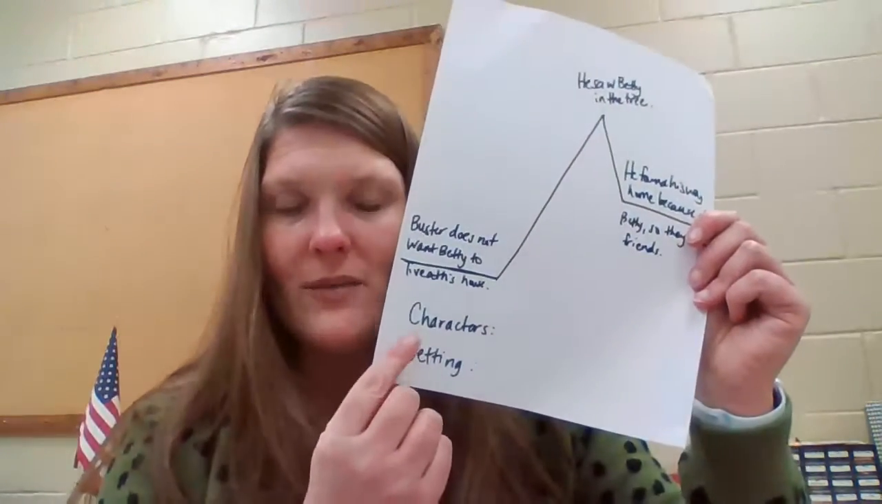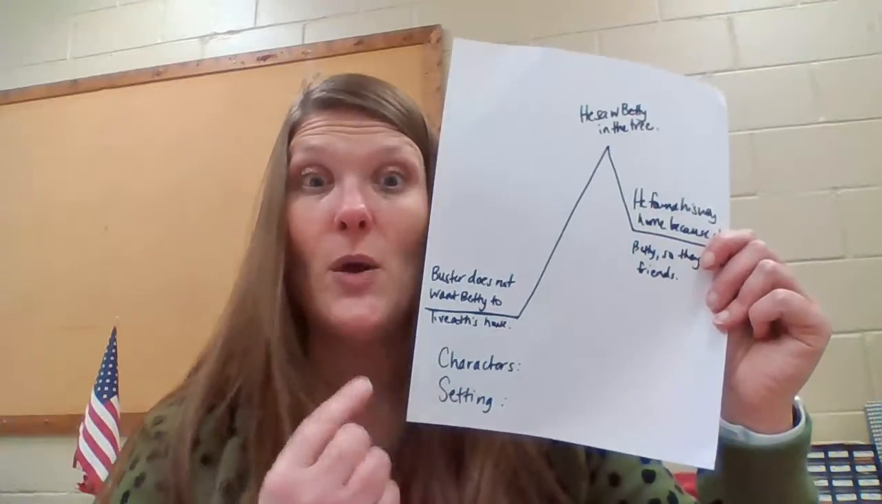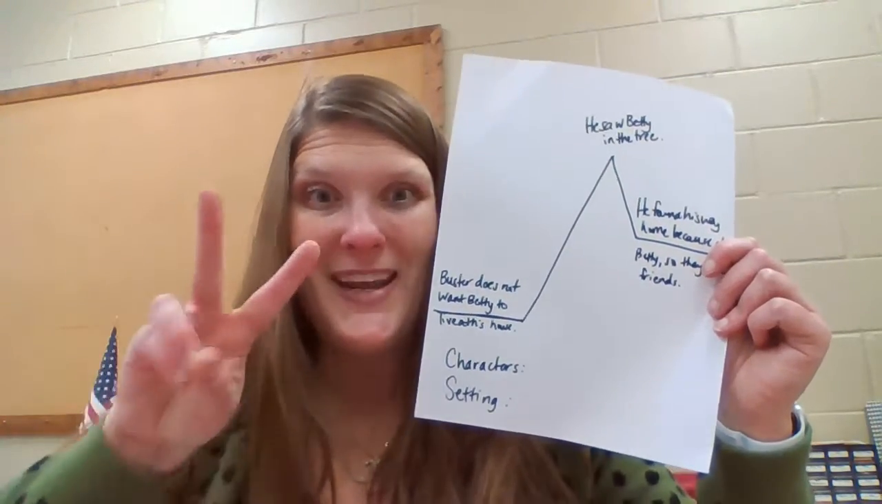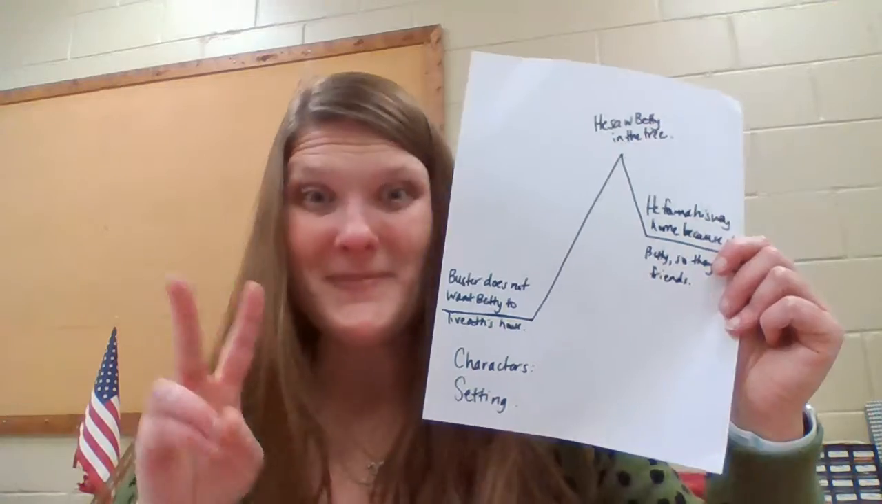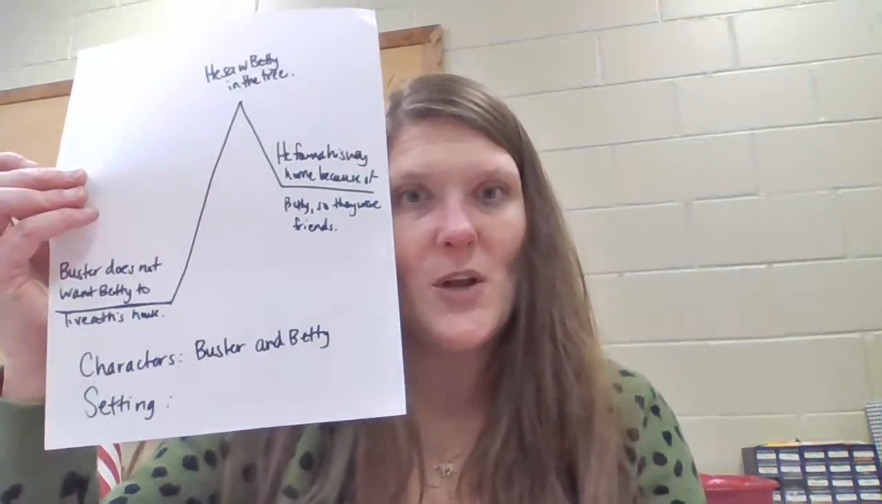Now we've got to go down here to the bottom, and we've got to say who the characters and the setting are. So who are the two main characters in this story? Buster and Betty. So I'm going to write their names down. Buster and Betty. You don't have to write it at the bottom. You can write it in another place on your page if that's where you have room.